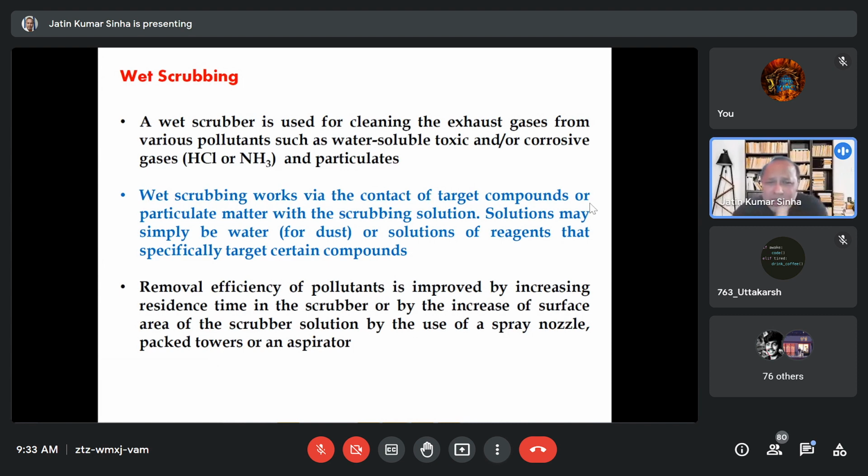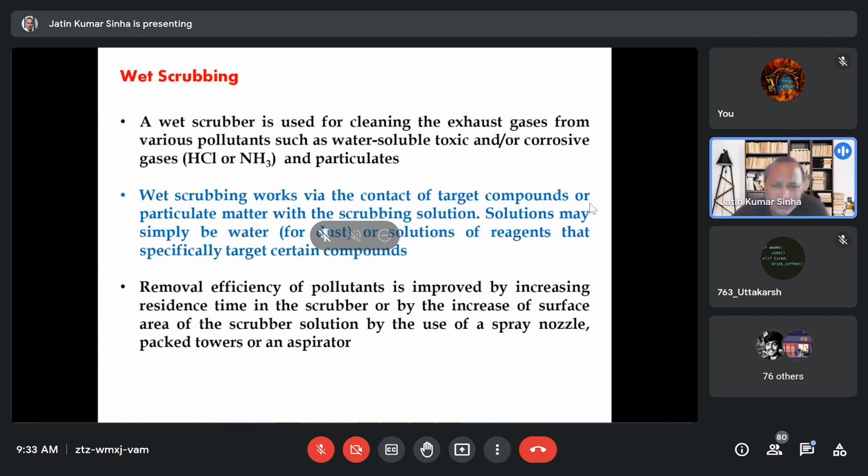The job of this target material is to absorb this and form a product in water that can be washed away. There's also a video on this, so I'll just run it to get a clear idea about how the scrubbing works.